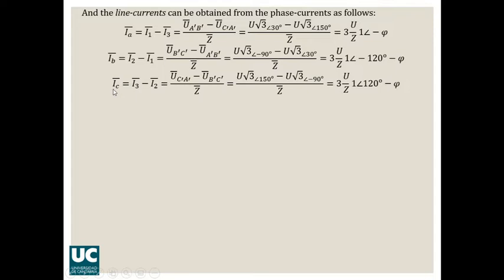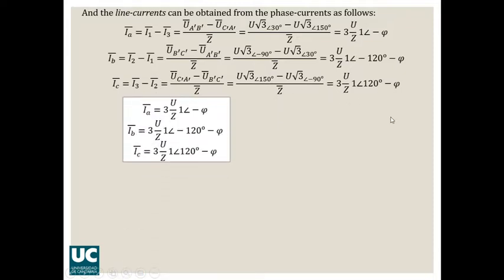Regarding line current C, we would have the difference between current 3 and current 2, and we will get to this result. Consequently, we can express the value of the line currents depending on the voltage that we had. This is the absolute value of the phase voltage multiplied by 3 and divided by the impedance, and that with the corresponding angle here, expressed in polar notation.